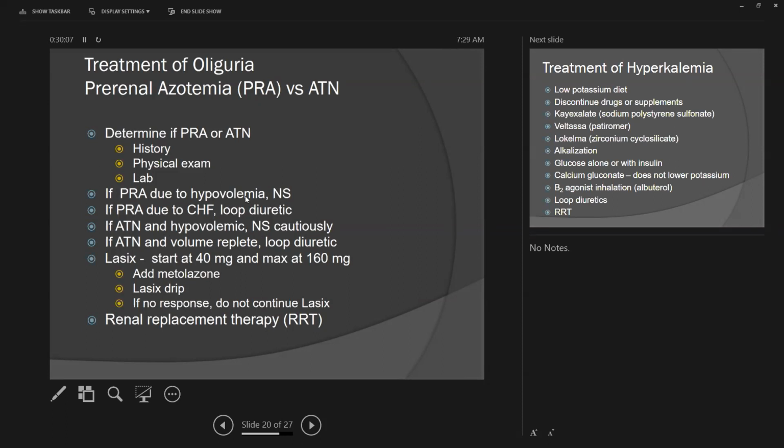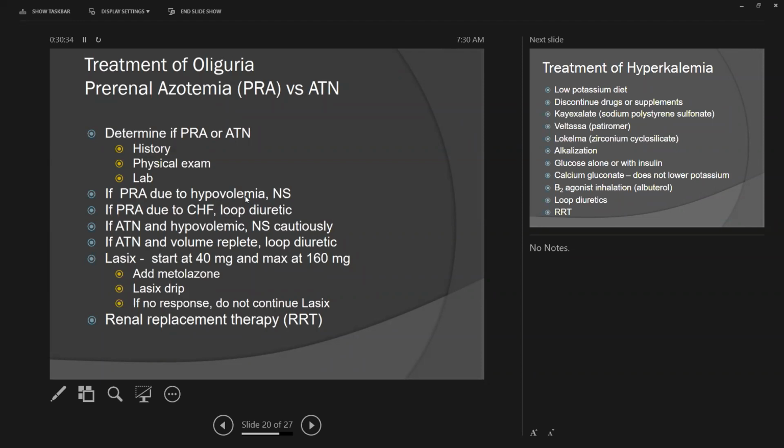History: yeah, I had diarrhea for a week, but that could have gone on to ATN. Your physical exam, did they have poor tissue turgor, orthostatic hypotension, the labs that we talked about, fractional excretion of sodium, are all helpful. You make your determination. If the patient has pre-renal azotemia and they're hypovolemic, easy solution, you give them normal saline.